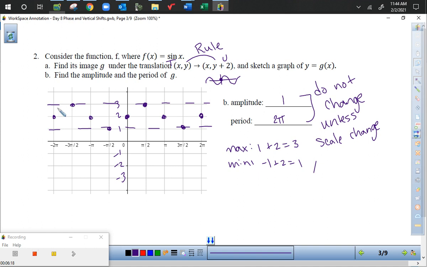There's no restrictions here, so arrows are fine on these ones. Just make sure, remember when you're connecting these, to try to curve for your max and your minimum, so it doesn't look like a jagged line. And that's it for the translation.